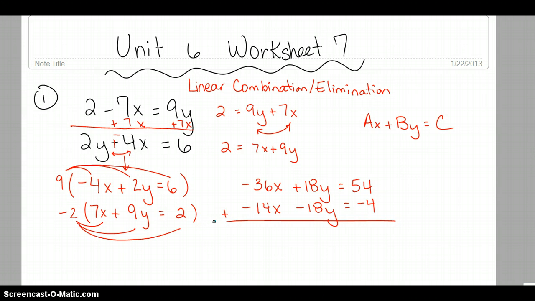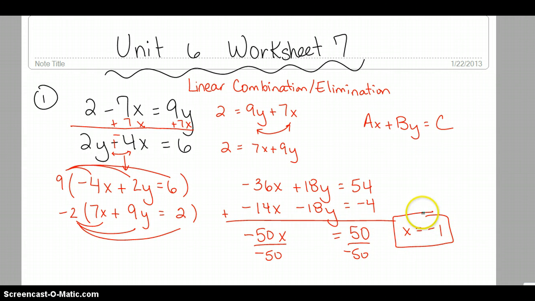Now we can add these together because the y's will be canceling out. If you add the x's together, you're going to get negative 50x. Y's are gone, and we're left with 50 on the right. Divide by negative 50 on both sides. You will get x equals negative 1. So there's your answer for x.